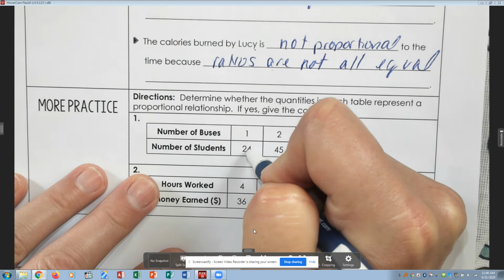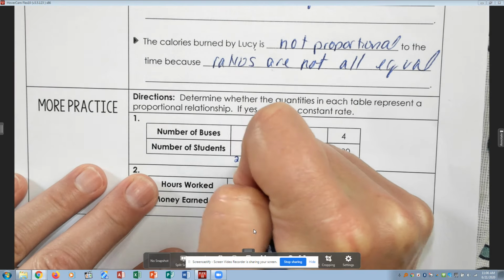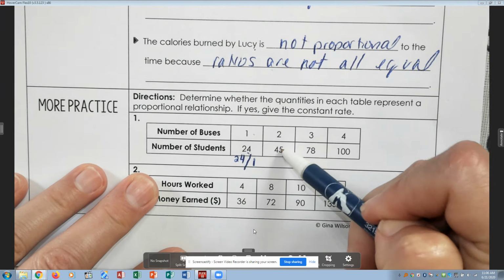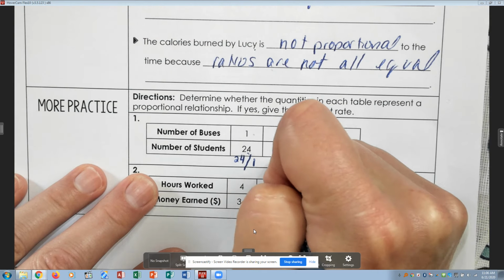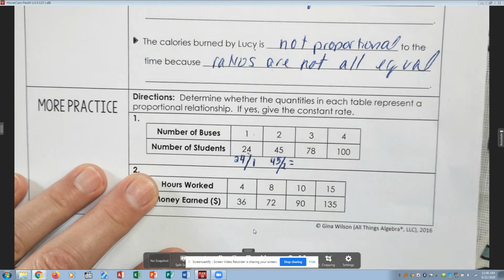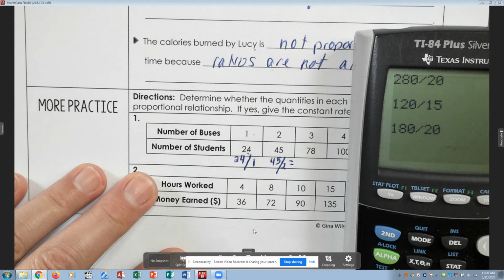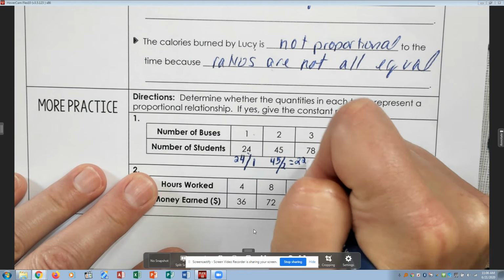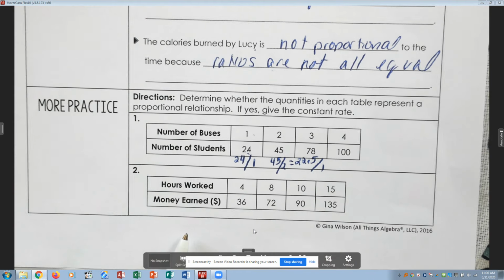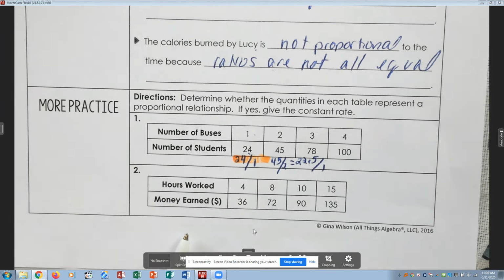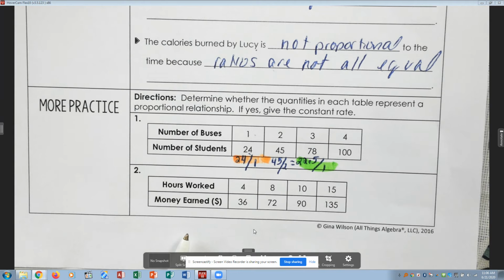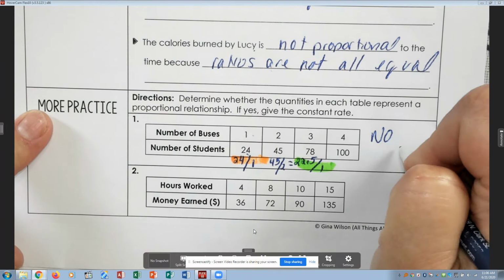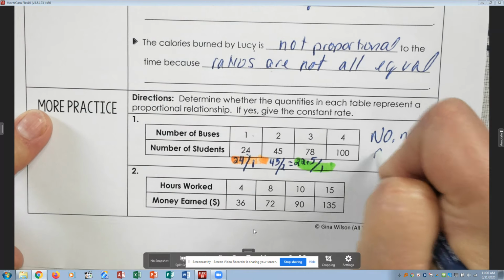So this right here is 24 over 1. So that's my unit rate: 24 students per bus. This right here is 45 over 2. If I were to simplify this to get to my unit rate, it's 22.5. So we can stop there because these unit rates are not equal. If it's not equal, then you know it's not proportional. So no, not proportional.